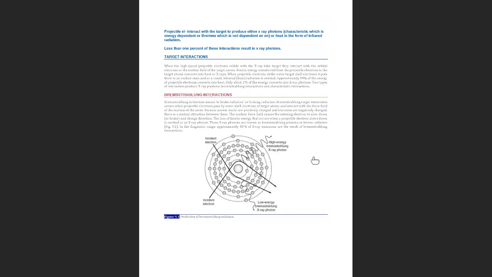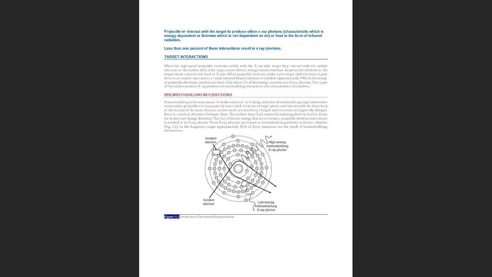What we're looking at here is the BREMS, and if you watched my little pre-session yesterday, you got to see this information as well. Here's our incoming projectile electron. If it passes very close to the nucleus, it is heavily influenced by the nucleus because opposites attract. So if it passes really close, it will give off a lot of energy, and it gives off that energy as a high energy BREMS X-ray photon.